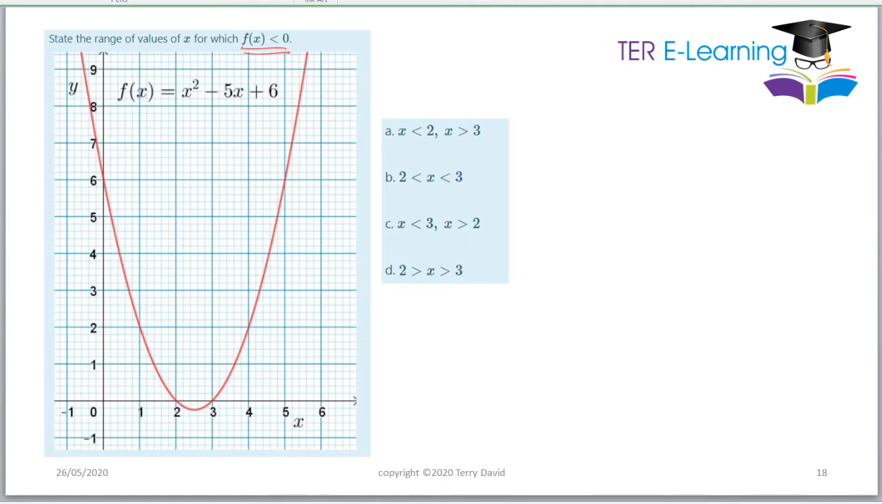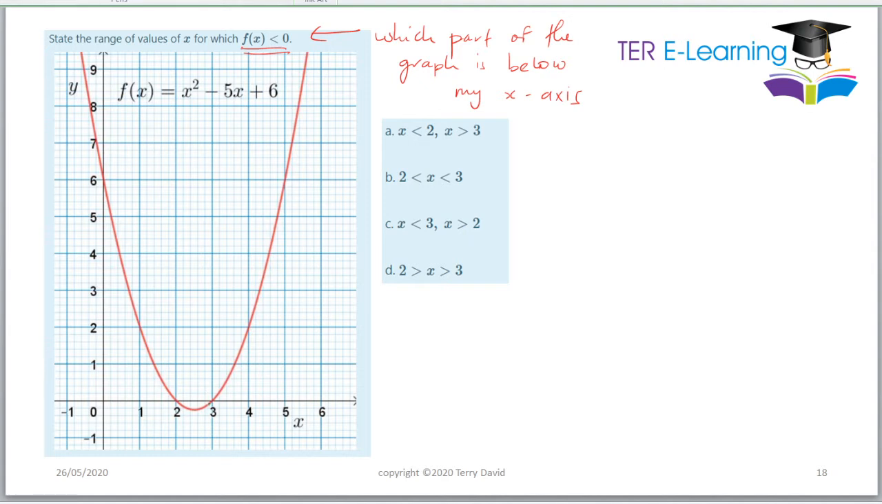Now, in order to do these questions, you need to understand the language we use, right? So here's what's going on here. When you see they ask you for the range of values of x for which f of x is less than 0, you need to understand what this means. What this is really asking us is which part of the graph is below my x-axis. That's what the question is asking. Which part of the graph is below my x-axis, right?